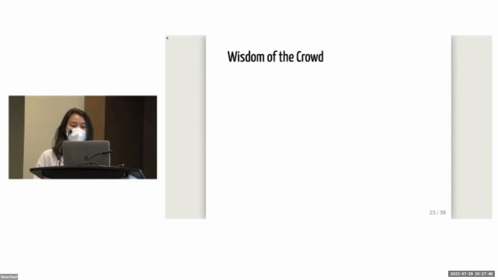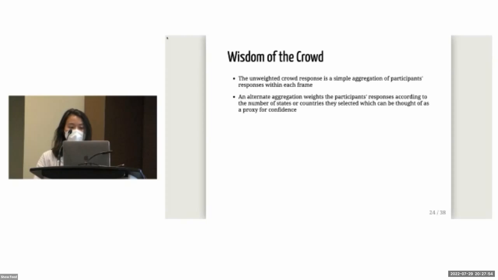So to then move to the wisdom of the crowds, we want to look at things at an aggregate level. The unweighted crowd response is a simple aggregation of participants' responses within each frame, but we could also have a different aggregation that weights the responses according to the number of states or countries they selected as a sort of proxy for confidence. So if we think about this one, an individual who made a selection of 10 states, each of those selections that they made gets a weight of 1/10. And then you would go through the usual steps of having the aggregate.